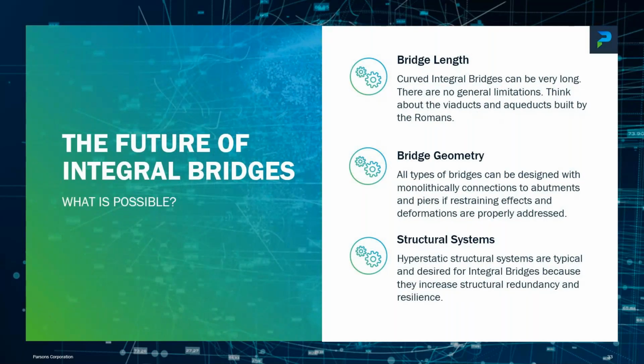So now I would like to speak a little bit about the future of integral bridges. As I demonstrated, the bridge lengths can be very long and exceed by far the limitations that you find here in North America in the codes. And just think about the Roman viaducts and aqueducts. They were already very long, and they had no bearings and expansion joints, and they're still around and they work perfectly. For bridge geometry, all types of bridges can be designed with monolithic connections to abutments and piers if you take the restraining effects and the deformations into account and design accordingly.